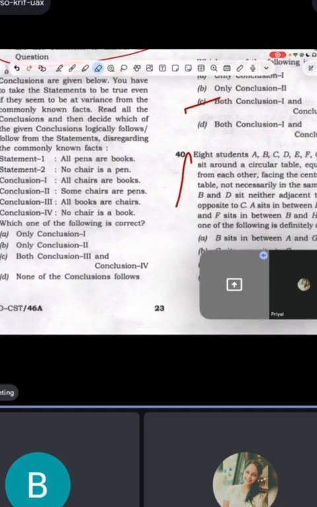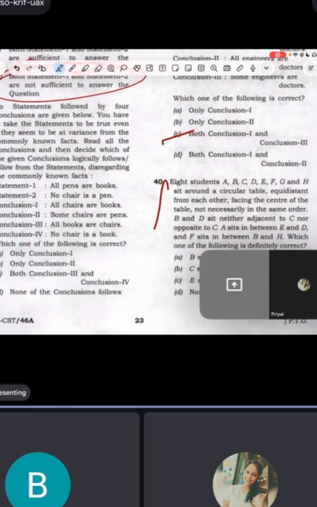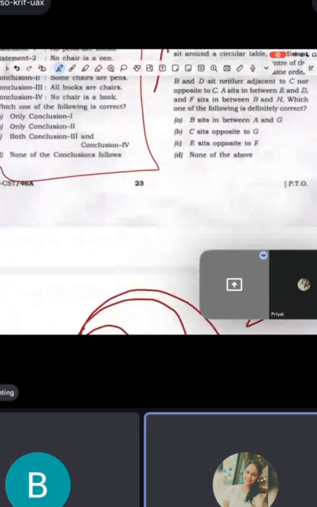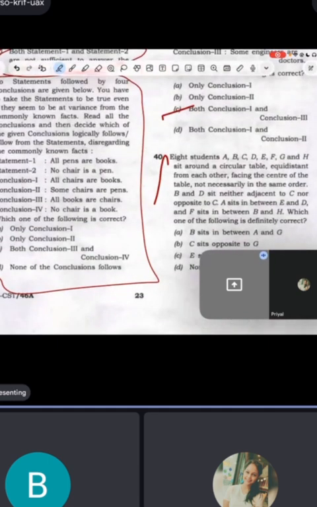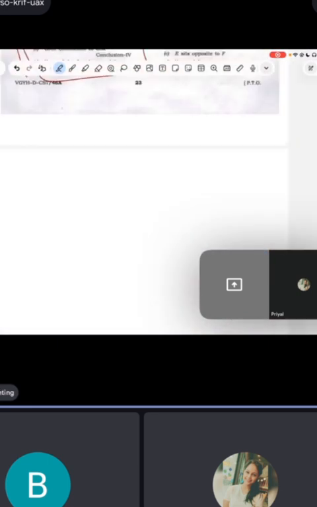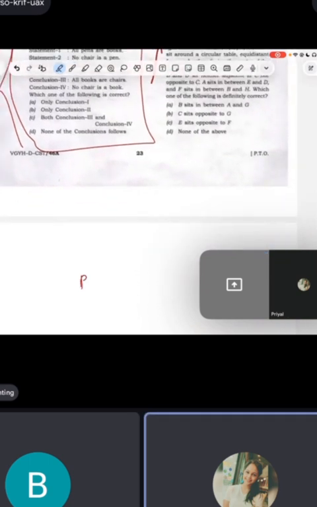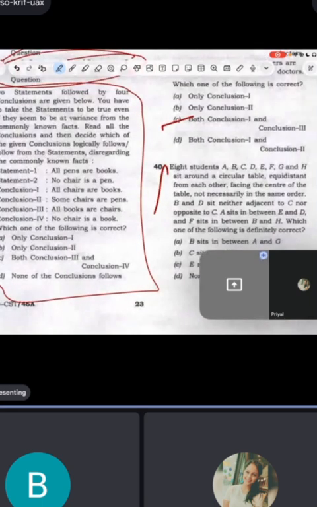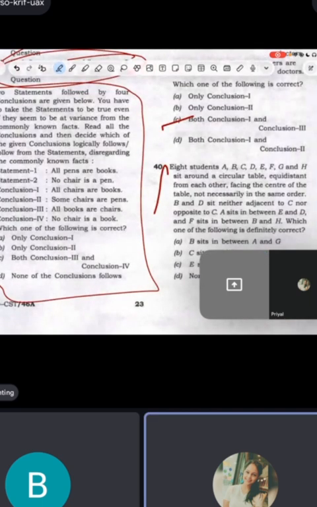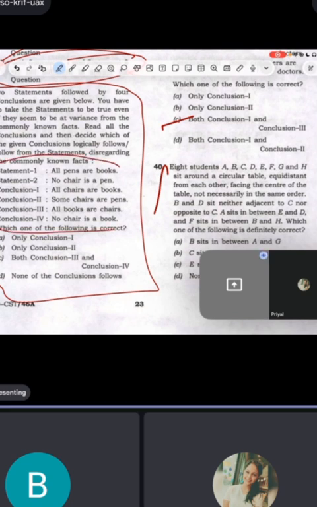Okay. So guys, should I tell this question or can you answer it? This is a syllogism question. Let me tell this question once, then next time you can solve it. Let me read the question. Read, Priyal. The statements followed by four conclusions are given. You have to take the statements to be true even if they seem to be at variance from commonly known facts. Read all the conclusions and then decide which of the given conclusions logically follows from the statements, disregarding commonly known facts.